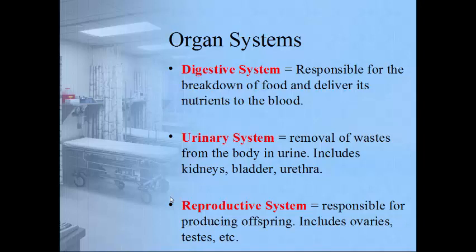Next, we have the urinary system. This helps to remove waste from the body in urine. The structures included in this system include the bladder, the urethra, and the kidneys. And lastly, we have the reproductive system, responsible for producing sex cells like eggs in females and sperm in the males. So we have ovaries, testes, and eventually will produce offspring.